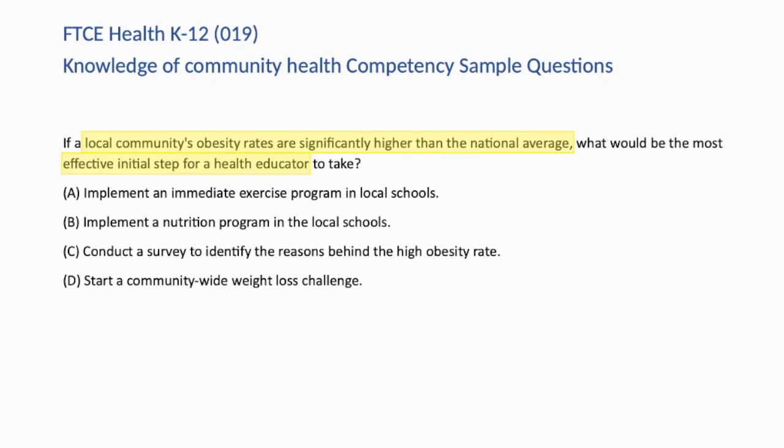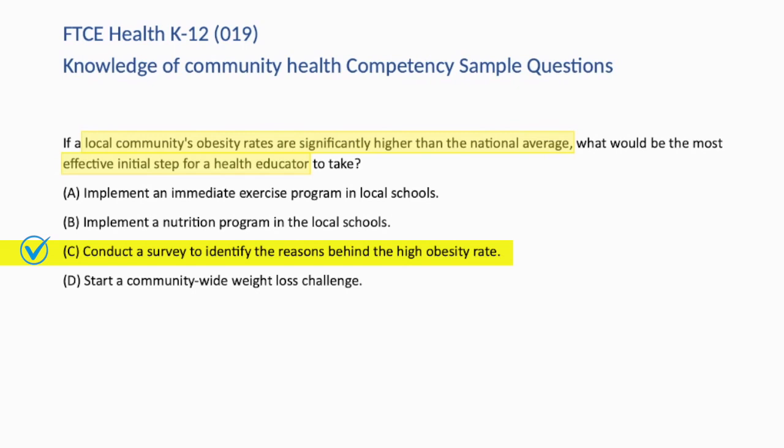A. While an exercise program may be beneficial, it may not address the root cause of the community's high obesity rate. B. A nutrition program may also be beneficial, but again, may not address the root cause. Let's jump to D. As an initial step, a community-wide weight loss challenge would not be most effective. C. Conducting a survey to identify the reasons behind the high obesity rate is the correct answer.